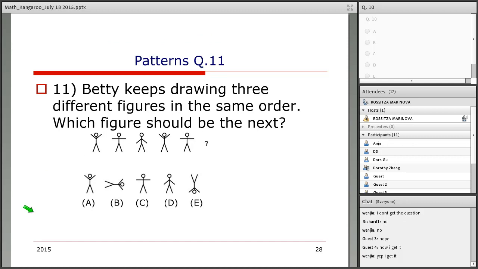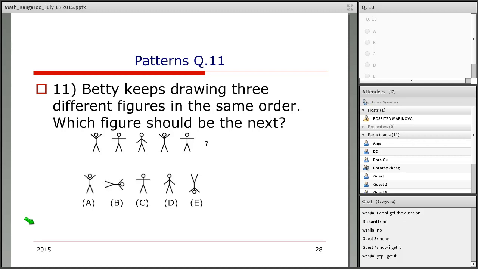So let's start with the first question, which is based on patterns. Okay, and I'm sure this is going to be super easy for you. It says Betty keeps drawing 3 different figures in the same order. Which figure should be the next?